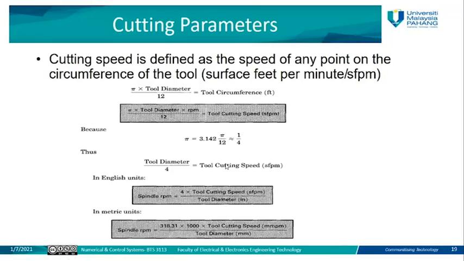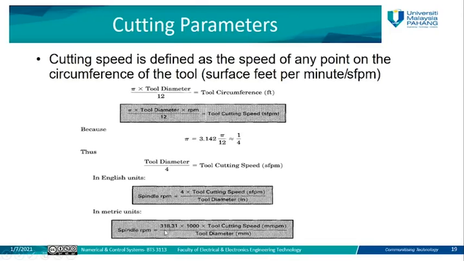This cutting speed is not the speed of the rotation of the spindle. This is the cutting speed of the machine, the working speed of the cutting tools. If you want the spindle speed in RPM, it will be 4 times the cutting speed over the tool diameter. This is the formula related to the spindle speed in RPM.